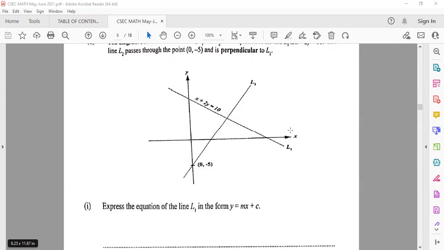So they're asking us to express the equation of the line L1 in the form y equal to mx plus c. So here we have L1, right? They have given us the equation actually. They said that L1 is x plus 2y equal to 10. What they are asking you to do is to rearrange the formula and solve for y. Okay, that's my hint. I'll give you 2 more minutes on that.